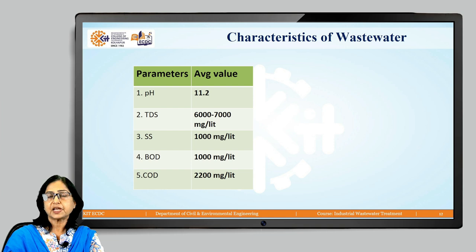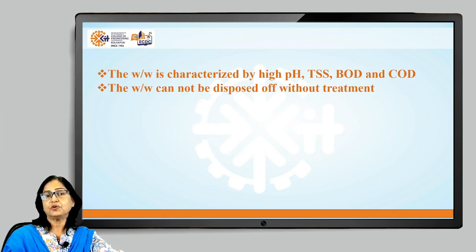Now, normally in a small scale textile mill, the wastewater is stronger in nature, and if it is a large scale mill, then the wastewater has low pollution content, though volume may be high. So, the average characteristics: pH 11.2, which is highly alkaline; TDS, total dissolved solids, 6000 to 7000 milligram per liter, which once again is very high; suspended solids, 1000 milligram per liter, again high; BOD, 1000 milligram per liter, and COD, 2200 milligram per liter. So, all the parameters have quite high values, which indicates that the wastewater is strong in nature and cannot be disposed of without proper treatment.